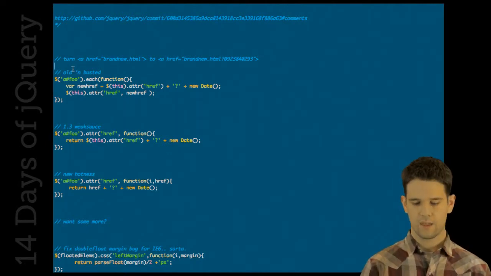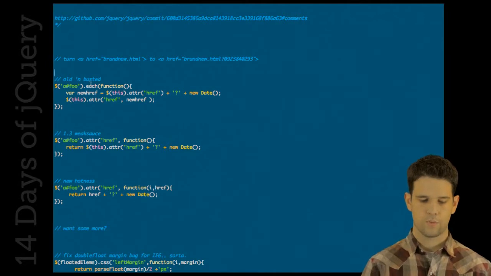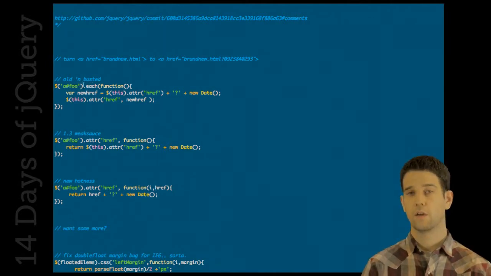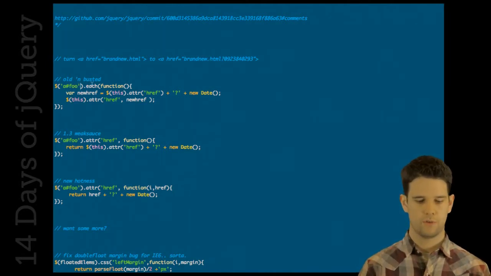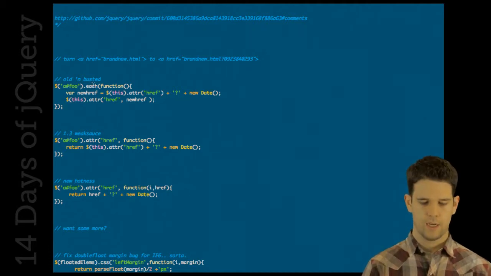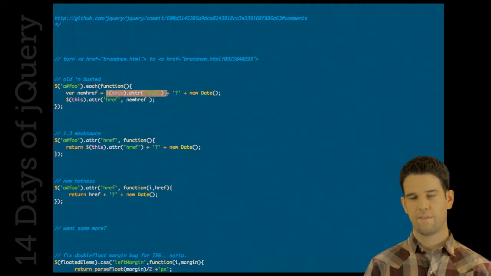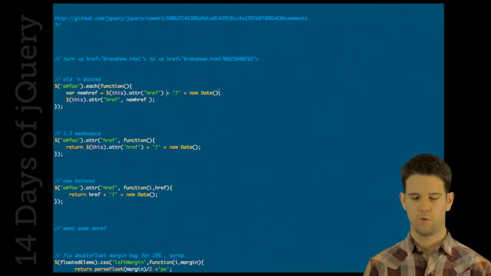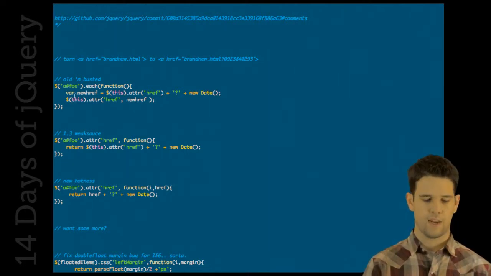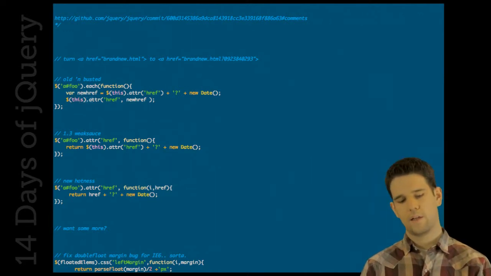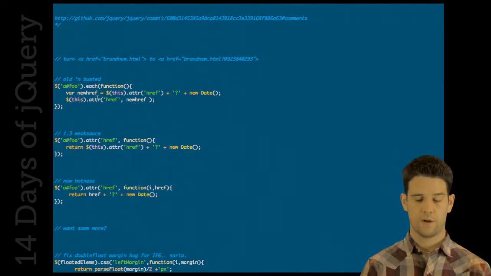So the old way that we would do this is we grab that A tag, we run each on it, because we're going to do this to a bunch of them, and we need to grab the current href value, and then we're going to append our new number to it, save that out to a variable, set it with attr again, and there we go.